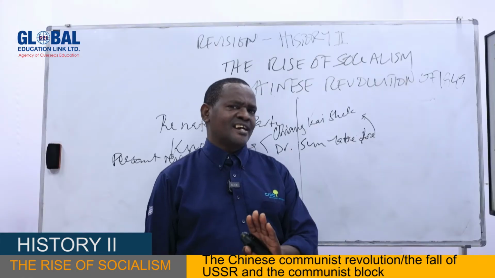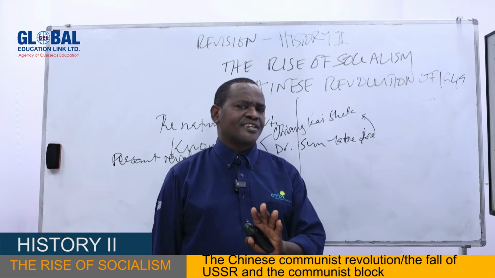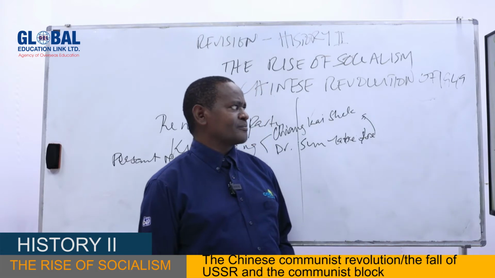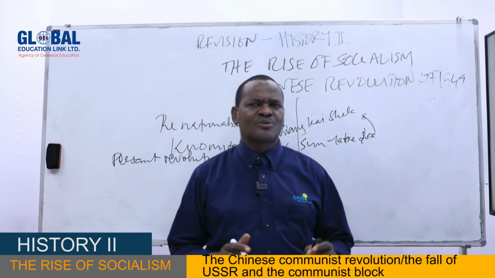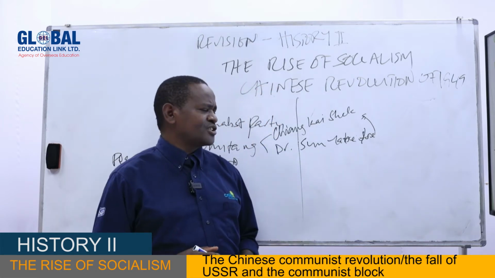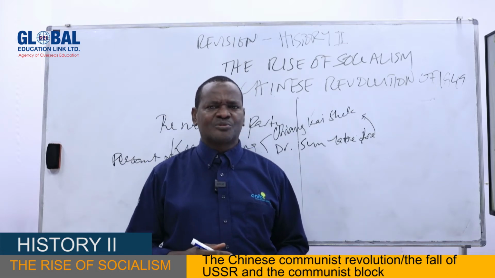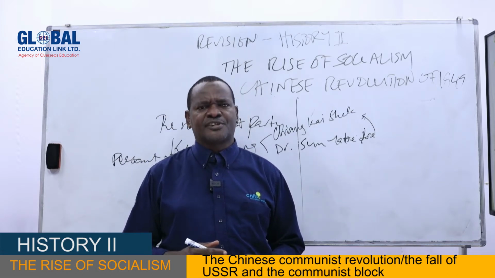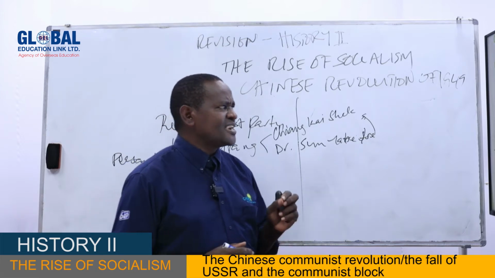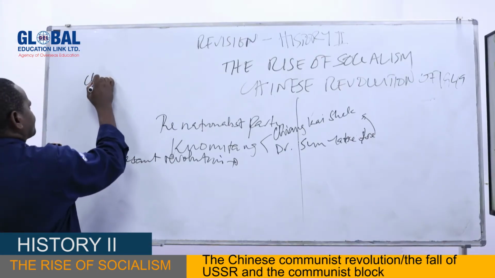As we said earlier, the Chinese Revolution was achieved after a very long series of civil wars which were fought in China until 1949. My dear students, let's now look at the causes of the Chinese Revolution. What really caused the Chinese Revolution? A lot of things, political, social, and economic issues and events, have contributed to the Chinese Revolution. But the first cause of the Chinese Revolution is the huge Chinese population.